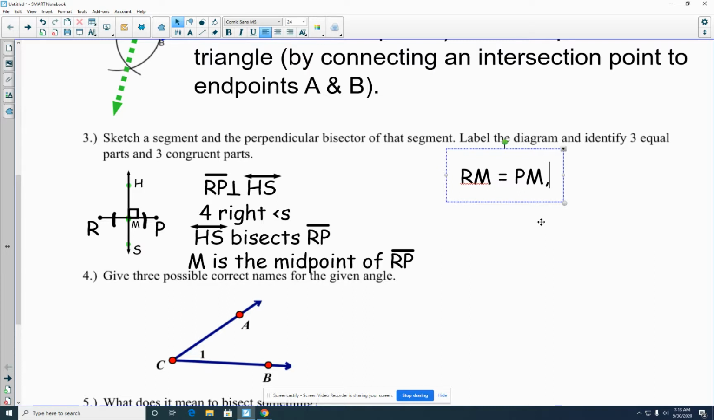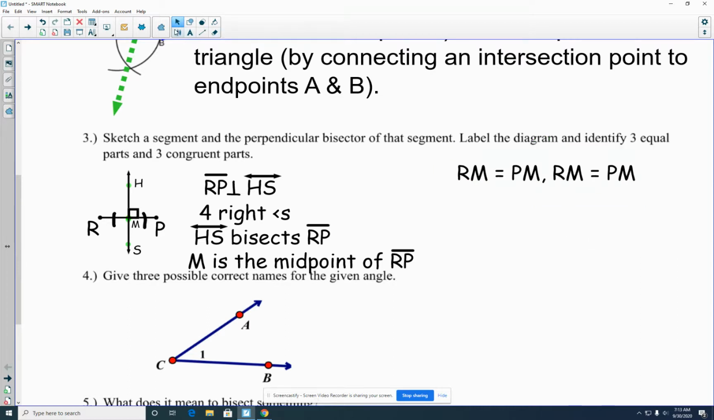Remember, since they're equal, they're also congruent. Congruence is different because you have that little squiggly on top. So let me see if I could just put like the little squiggle. And that means that RM and PM are segments, so I need to put the bar over it. Whenever you're dealing with congruence, you have to have the proper notation. Okay, now that's it along RP.